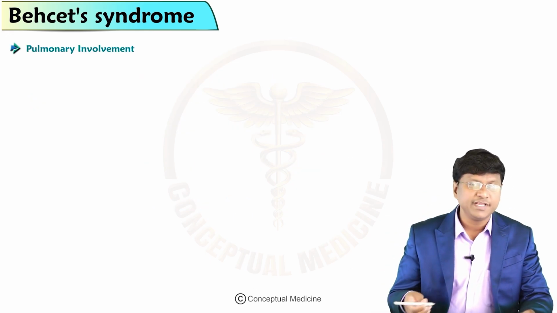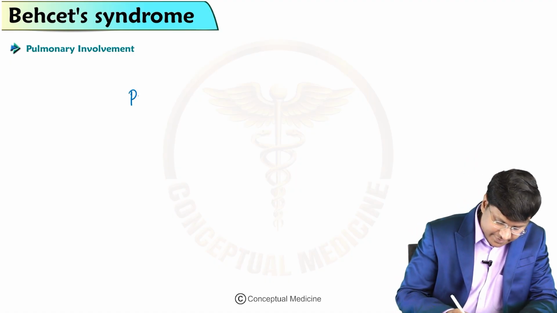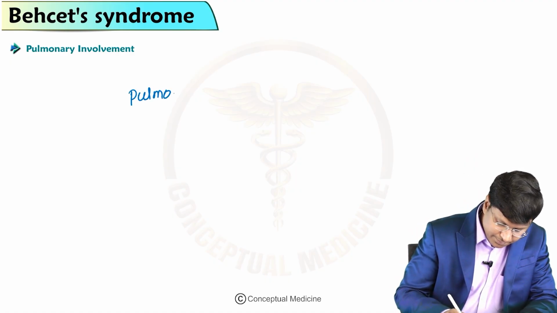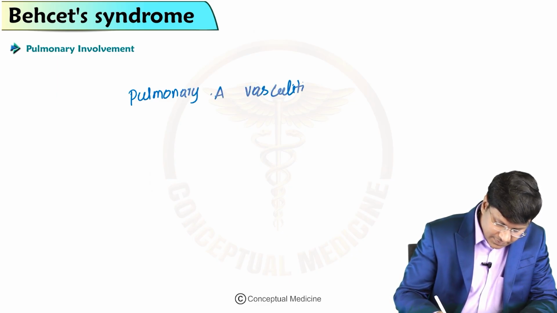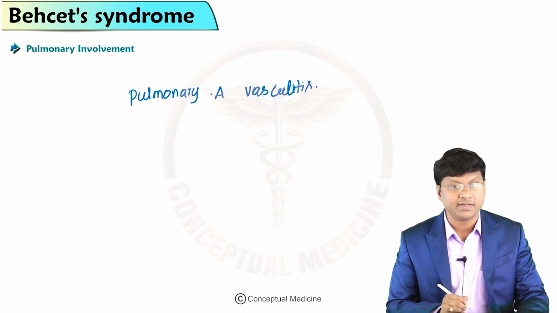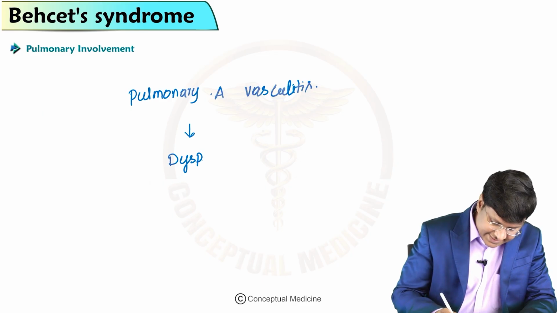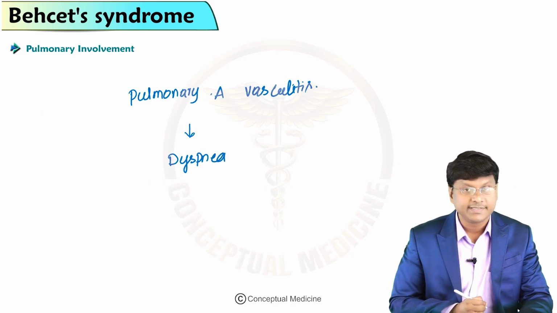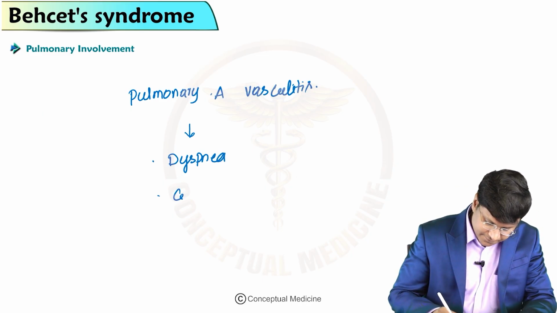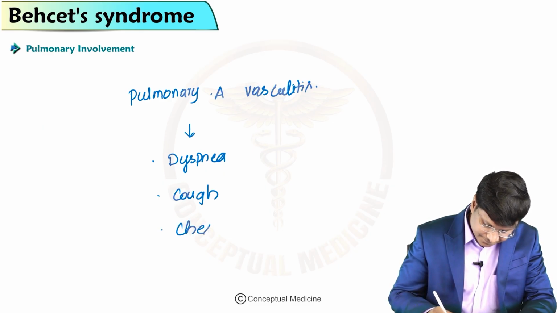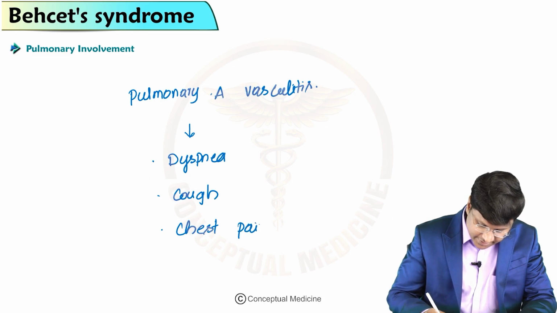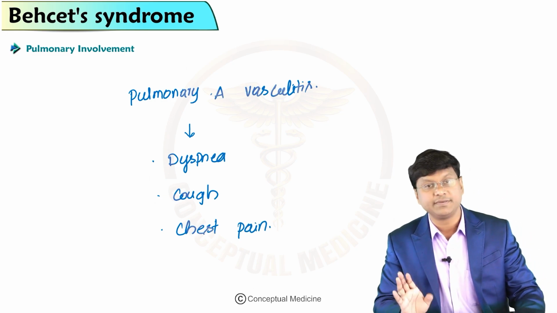And the pulmonary involvement, just now we have discussed, will be in the form of pulmonary artery vasculitis. Secondary to this, the individual can have dyspnea, cough and chest pain. So that will be the pulmonary involvement in patients with Behcets.